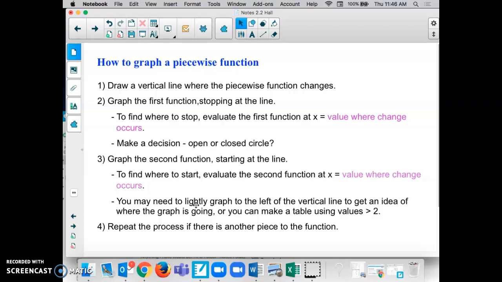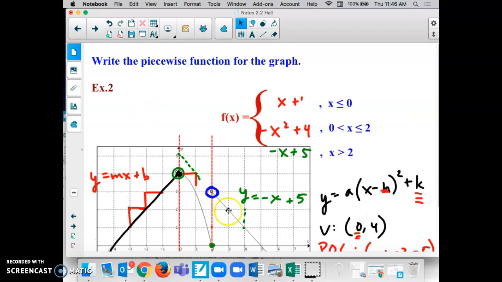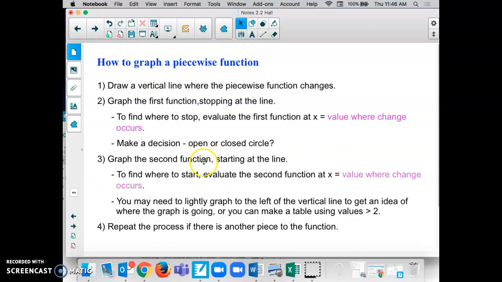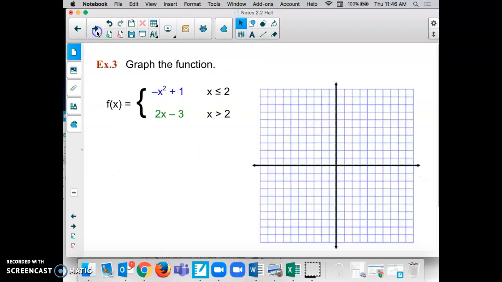What I do is I say, yep, let me just lightly make a line to see where that line is actually going. I actually did it on this equation right here. I dotted this line to see where the y-intercept would be at 5. Finally, repeat the process if there's another piece to the function. All right, so if there's 3 parts, do it again.